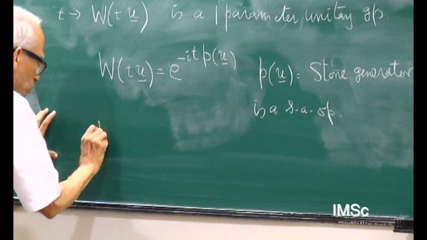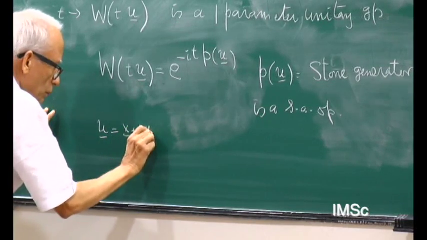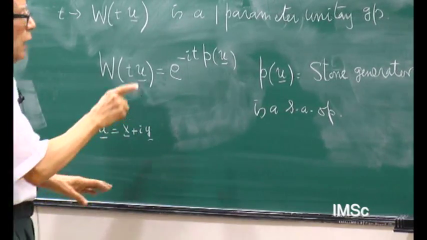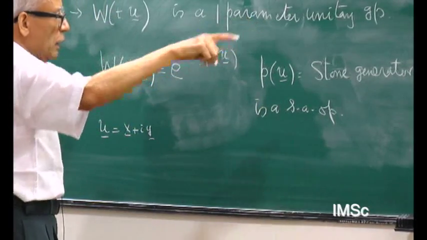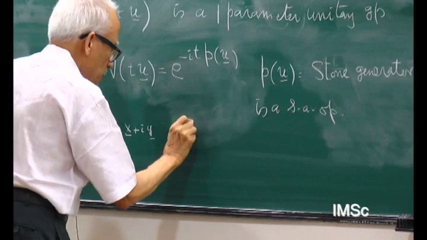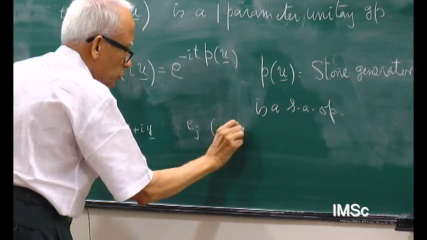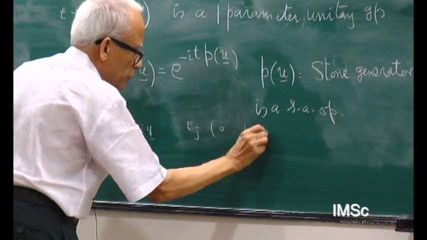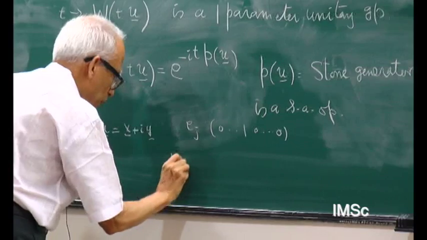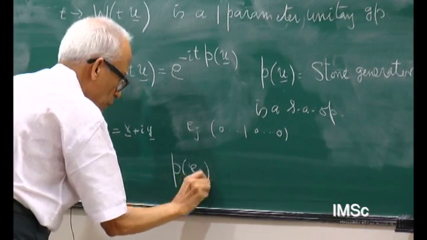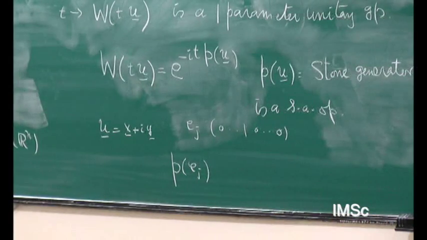Now, if u is equal to x plus iy, and I write here, you choose the canonical basis e_j in C^n, which is 0, 0, 0, 1 at the jth place and then 0. And then write here P(e_j) into 2 to the power some normalizing factor. U is a unit vector, this u is.